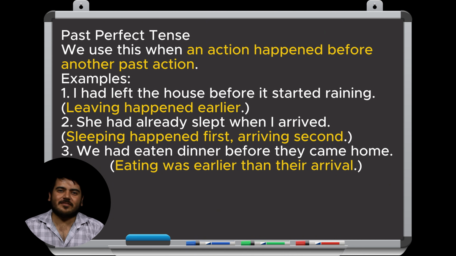With past perfect, we use this when an action happened before another past action. Examples: I had left the house before it started raining. Leaving happened earlier. She had already slept when I arrived. Sleeping happened first, arriving second. We had eaten dinner before they came home. Eating was earlier than their arrival.